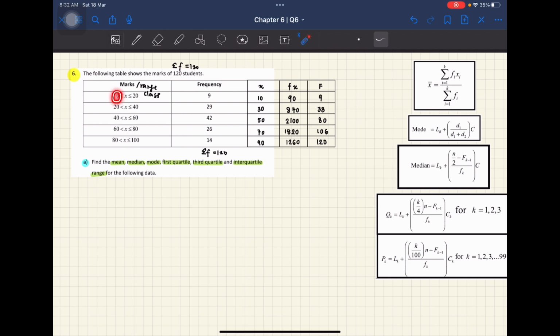We just need to add 0 plus 20 and then divide it by 2. You get 10. And then this one is the same. You add 20 and 40, get 60. 60 divided by 2, you will get 30. And so on until everything is done.